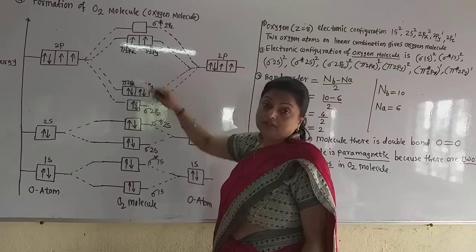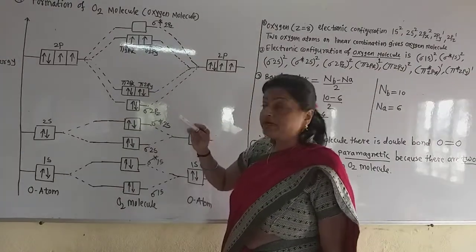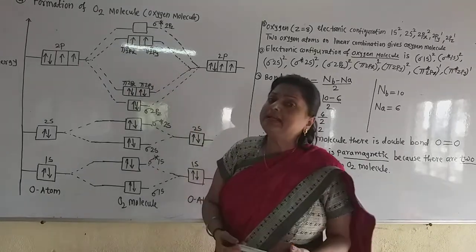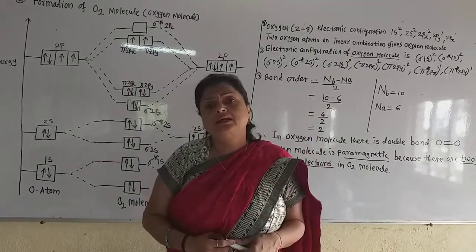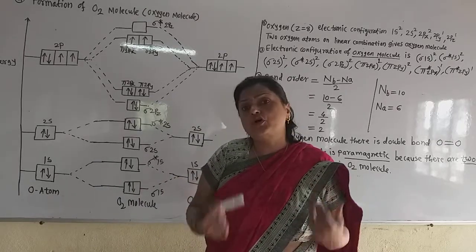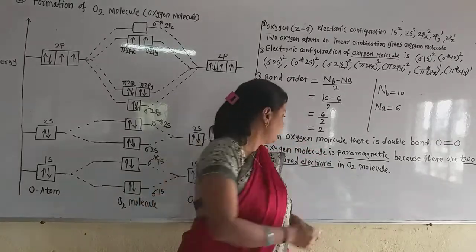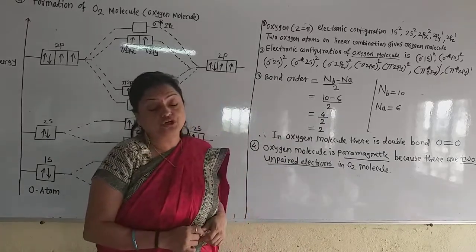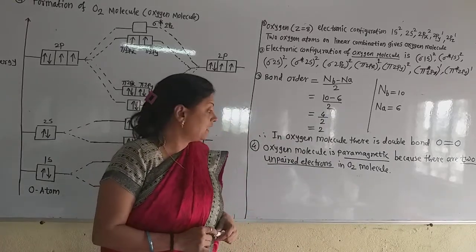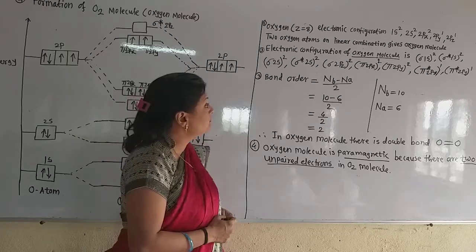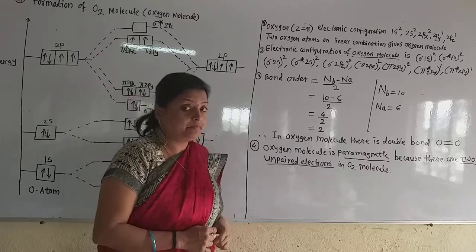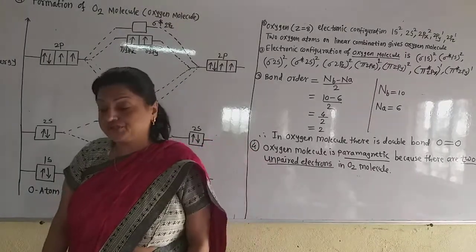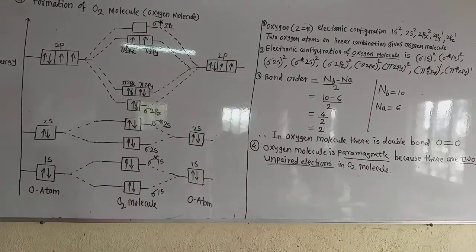Now if a molecule contains unpaired electrons in its valence shell, then that molecule is called a paramagnetic molecule. Therefore oxygen is a paramagnetic molecule because oxygen has two unpaired electrons, in pi star 2px and in pi star 2py. Now let us see the formation of the fluorine molecule.